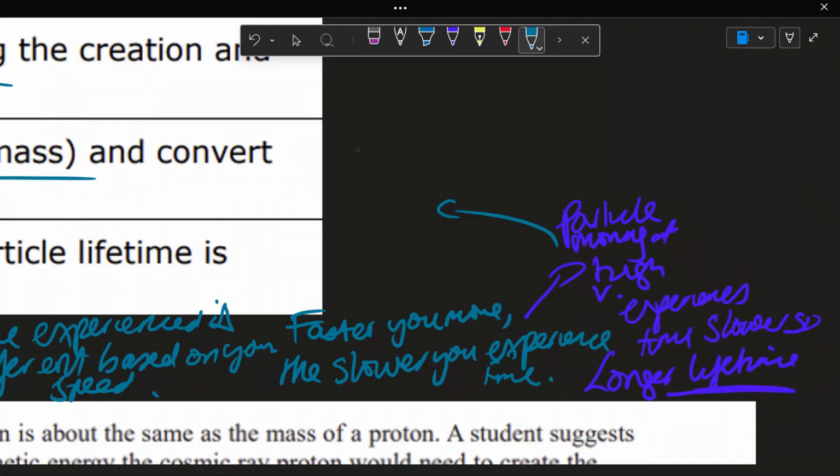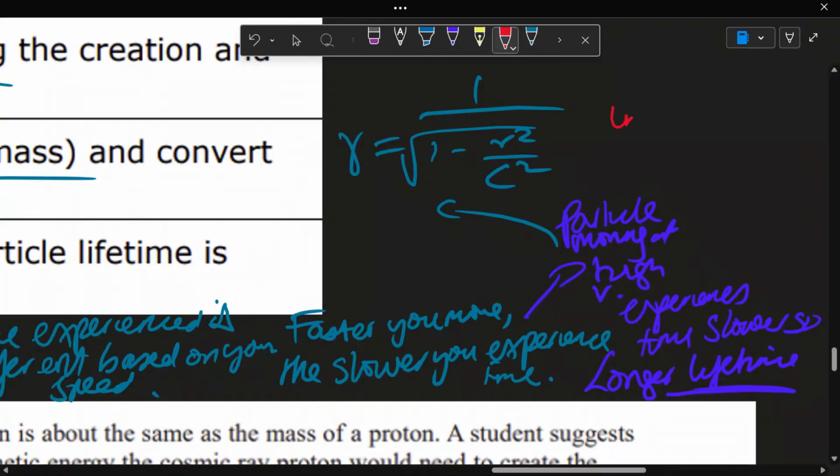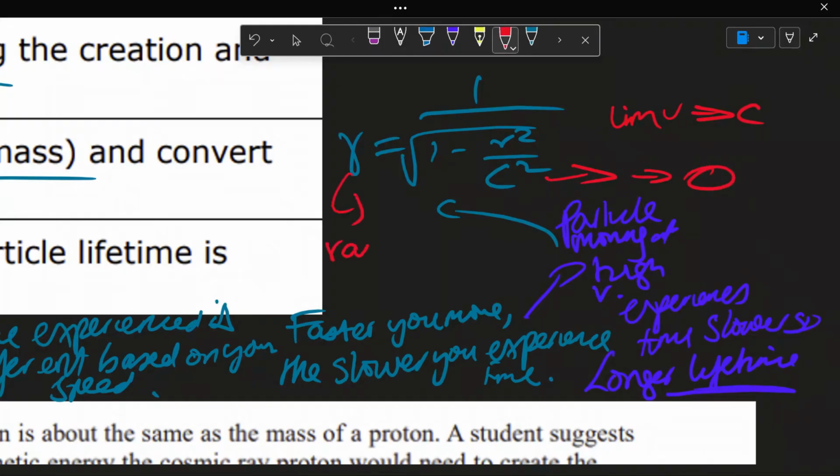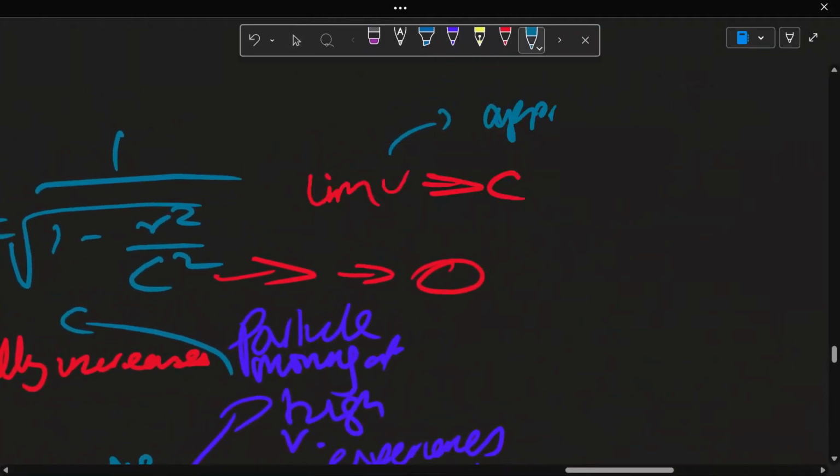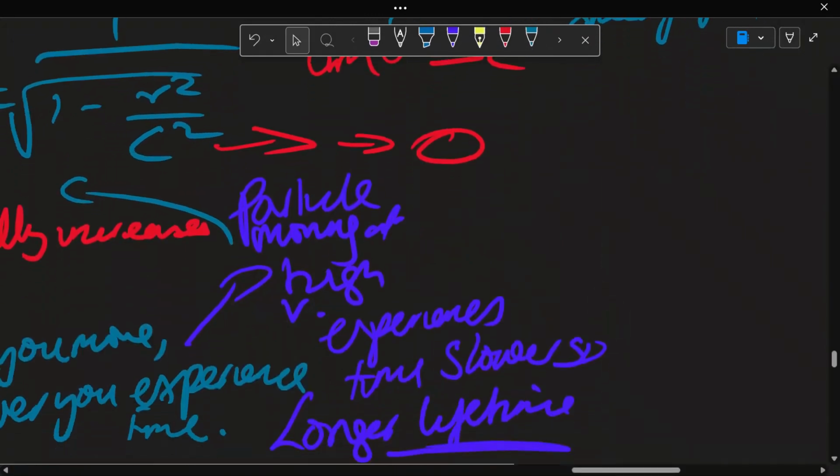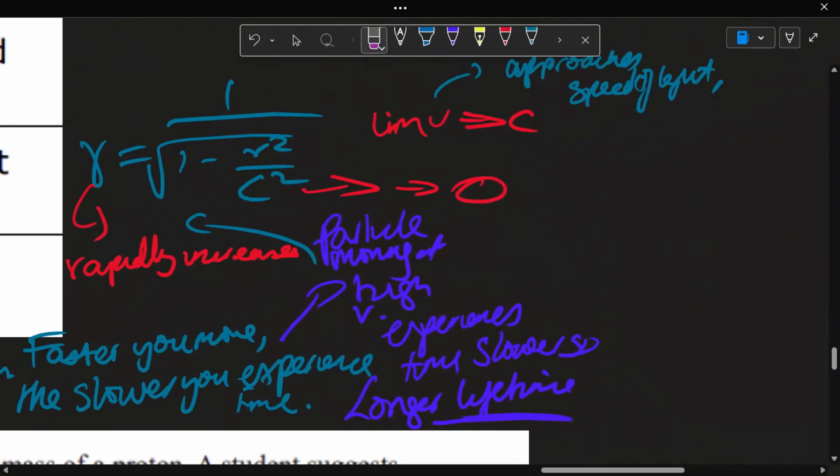The factor which dictates how much this changes is called the Lorentz factor. This isn't needed, but it's still worth knowing. It's 1 over root 1 minus v squared over c squared, where v is the velocity of our particle. As v approaches c, this is going to approach 0, right? So this factor rapidly increases. So as our particle approaches the speed of light, it experiences time much slower, so has a much longer lifetime.